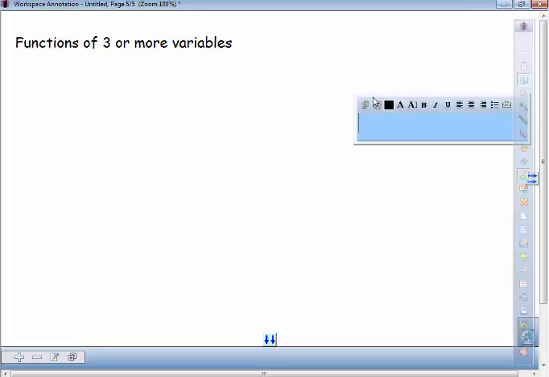One of my favorite examples that talks about functions of more than one variable would be your grades. Your grade is a function of 5 things. And it's a simple function.